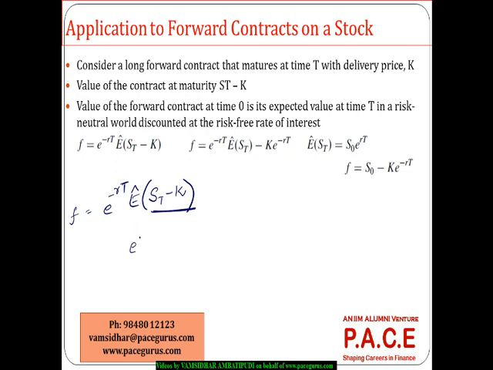Now what can I take? I'll take e power minus RT. K is a constant, so I'll take it as the expected value of ST minus K, and otherwise I'll split it like this, K e power minus RT. Now we know that the expected value of ST in a risk neutral world is S naught into e to the power of RT, minus K e power minus RT. Now these are going off, which is coming out as S naught minus K e power minus RT. So I can come out with the application of this same concept to the forward contract on the stock itself, which can be proved quite comfortably.